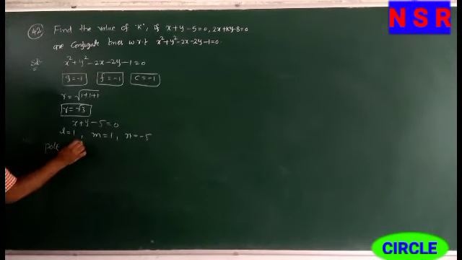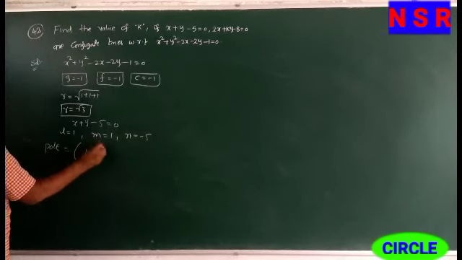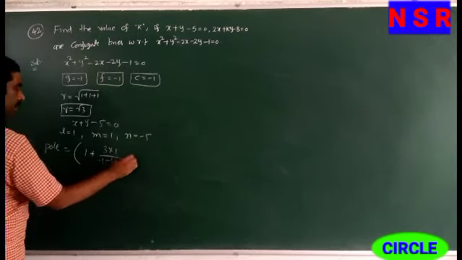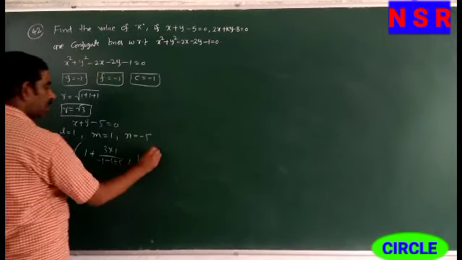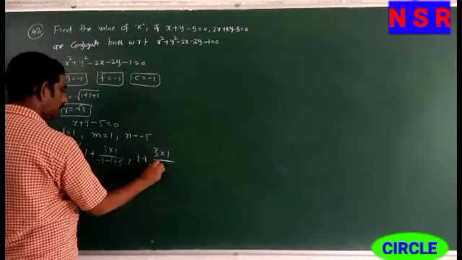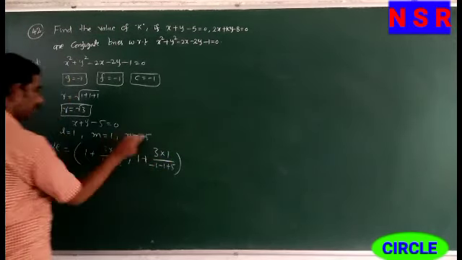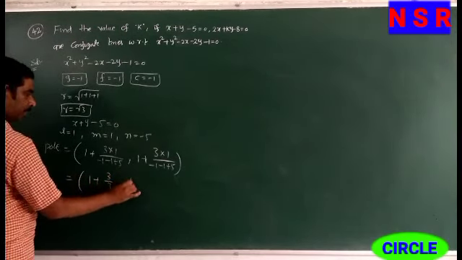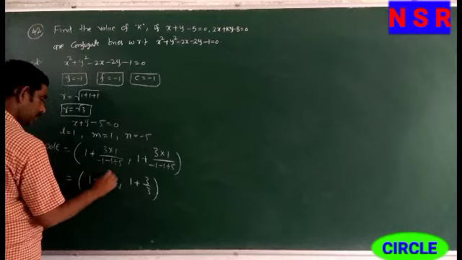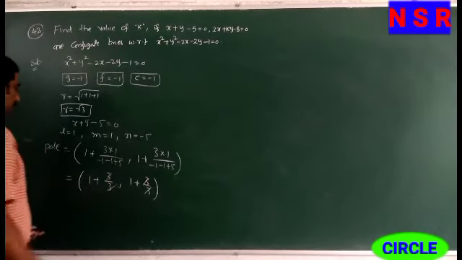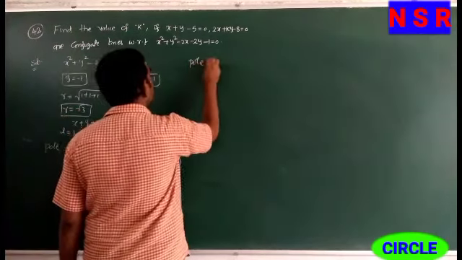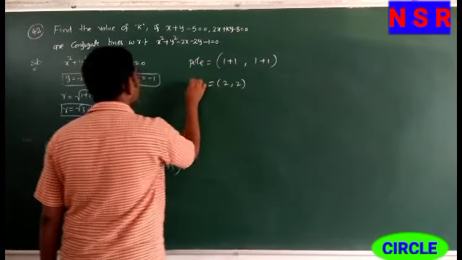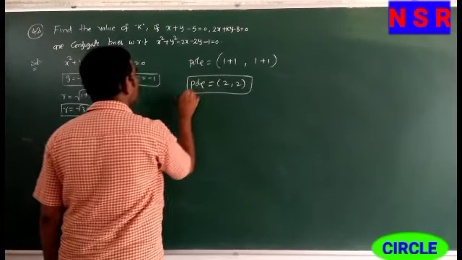Now find the pole: minus g plus r square into L by Lg plus mf minus n, minus f plus r square into m by Lg plus mf minus n. So minus of minus, plus 5. So here 1 plus 3 by 3, 1 plus 3 by 3. So the 3s cancel. So 1 plus 1, pole equal to 1 plus 1 comma 1 plus 1, equal to 2 comma 2. So this is the pole.